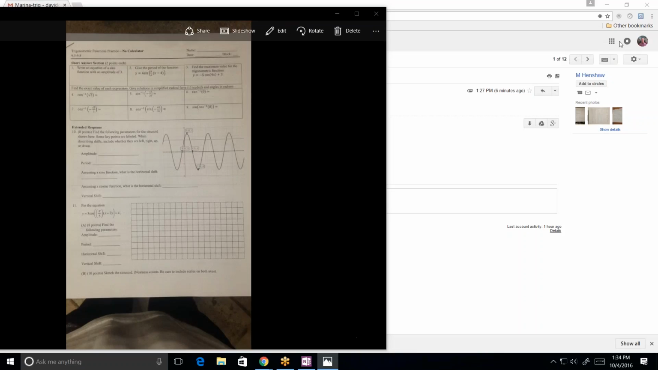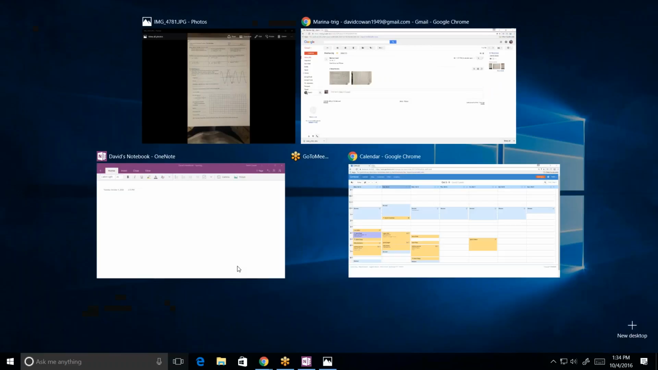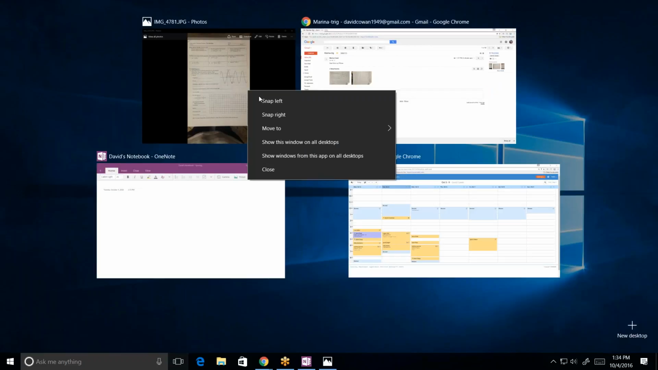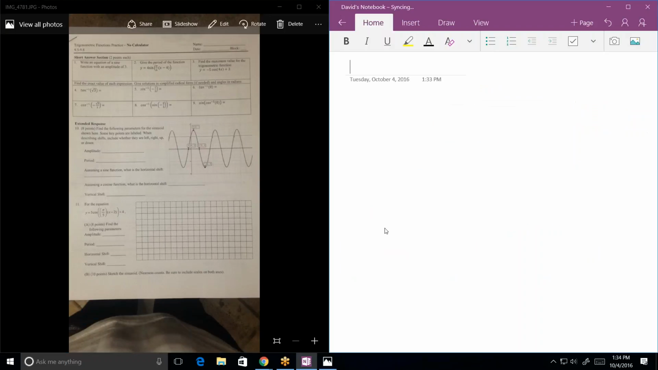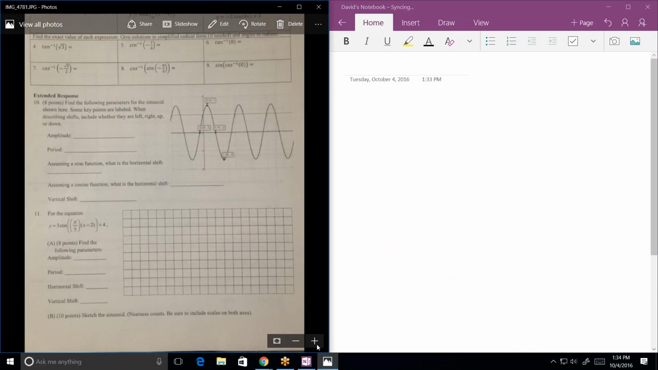Record the session. And then let me bring up that on the left, that on the right. Blow that up a little bit.